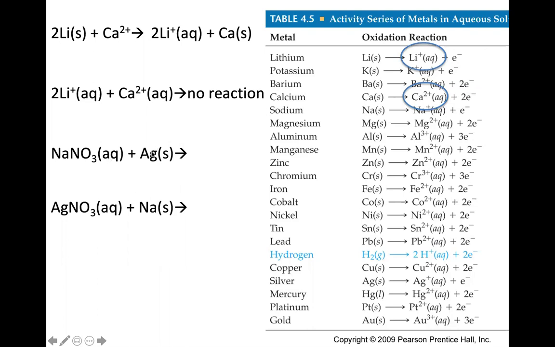Sodium nitrate and silver solid, silver nitrate and sodium solid. I just gave you both different options there. Take a second, look at the table. One of these reactions is going to take place and the other one won't. Look at their placement on the periodic table. Which of these do you think takes place and which one won't?